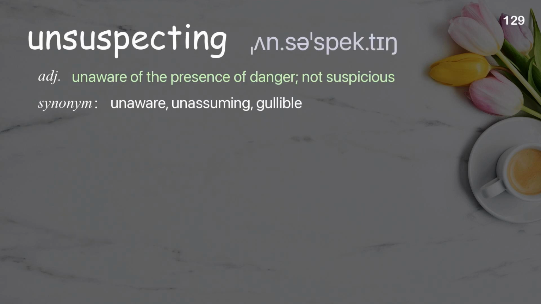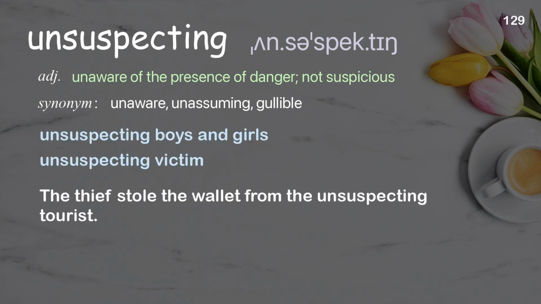Unsuspecting. Unaware of the presence of danger, not suspicious. Examples: Unsuspecting boys and girls. Unsuspecting victim. The thief stole the wallet from the unsuspecting tourist.